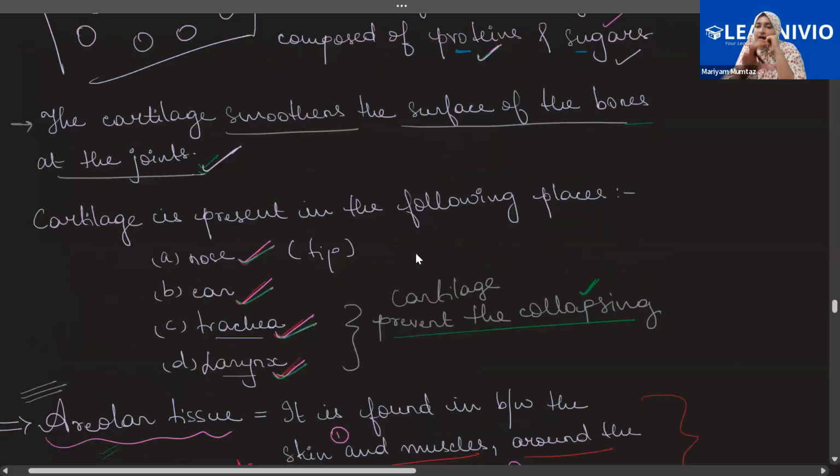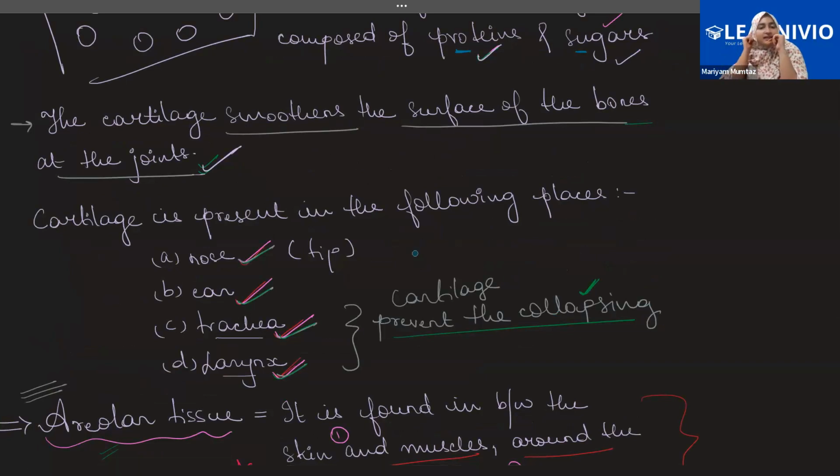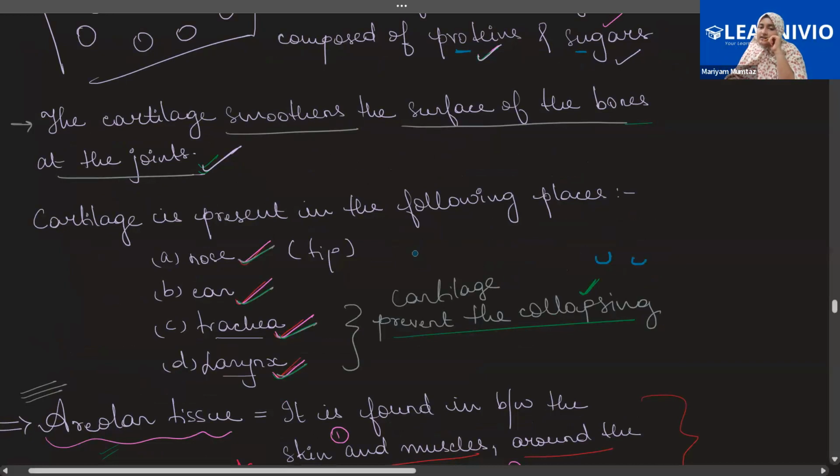Now, the cartilage, apart from being present at the areas of the joints, is also present in the tip of the nose, in the ear, and in the trachea and larynx, meaning the windpipe. The trachea, which is there in the throat, has it also. Now, this cartilage which is present in the trachea and the larynx is in the form of rings, like this, a ring structure.